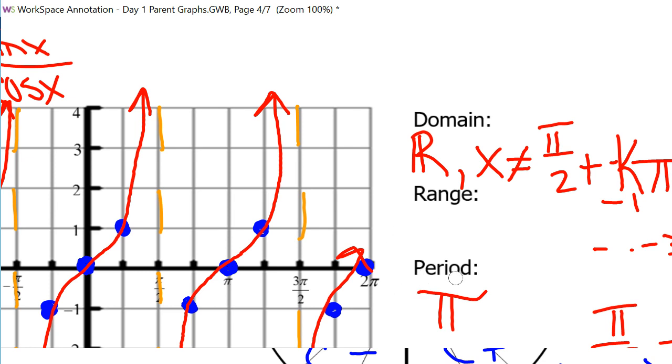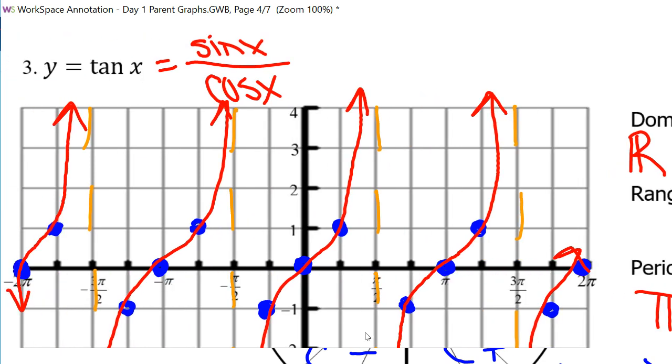Now the range. The range is a lot less complicated. And what is the range? The y values keep going down, they keep going up, so what's the range? All real numbers. Or if you want to do interval notation, you can. Negative pi to positive pi. Not negative pi, negative infinity to positive infinity. I was looking down here.